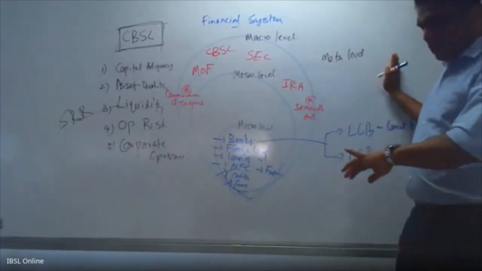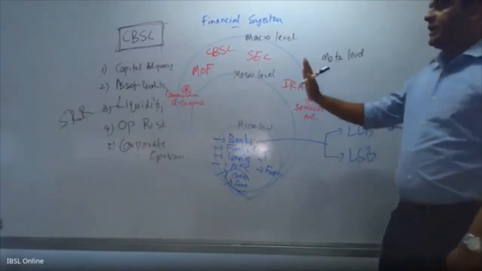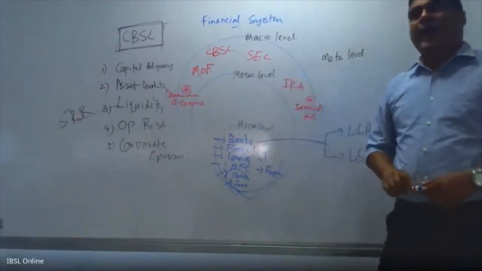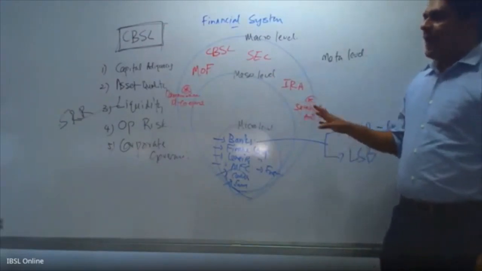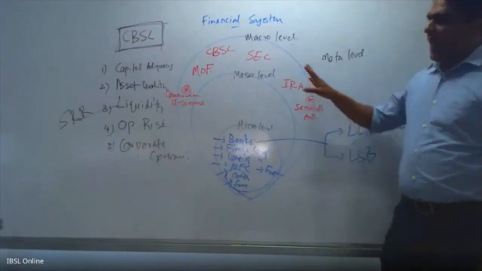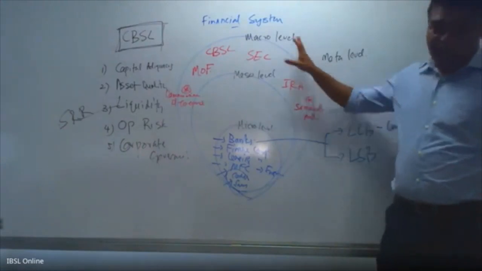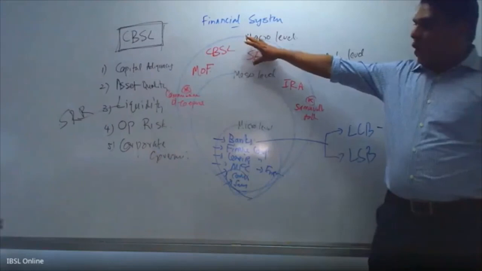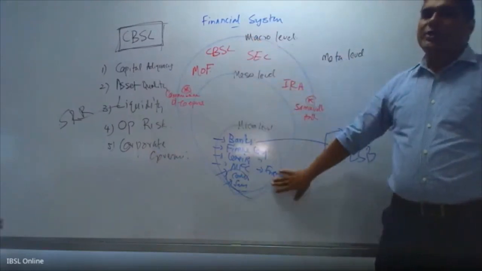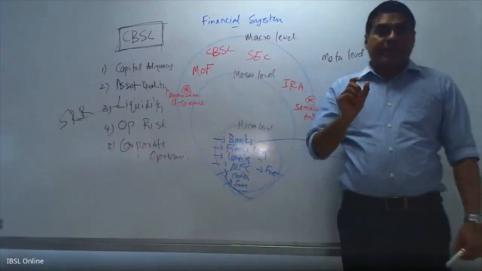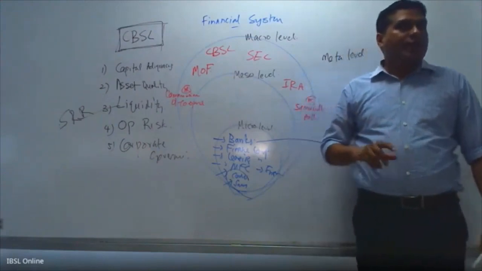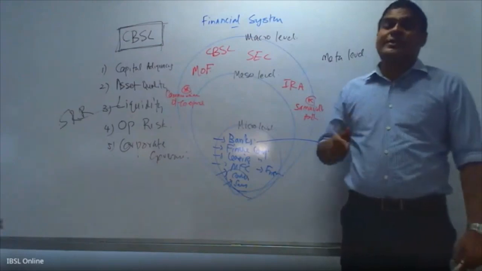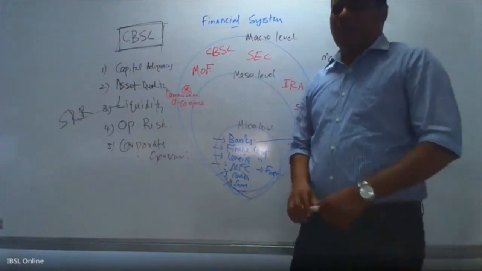So meso level comprises of, actually, they are not regulators. On the other hand, they are not financial service providers, but very important institutions for a country, for financial systems to work on. Can you give some examples for meso level?